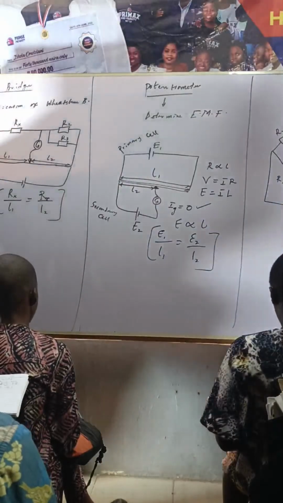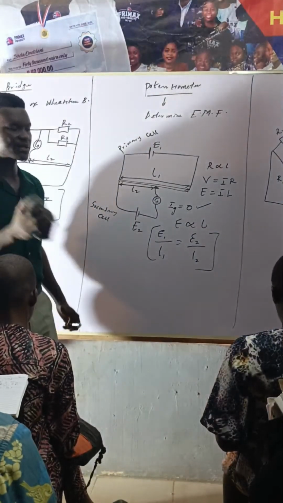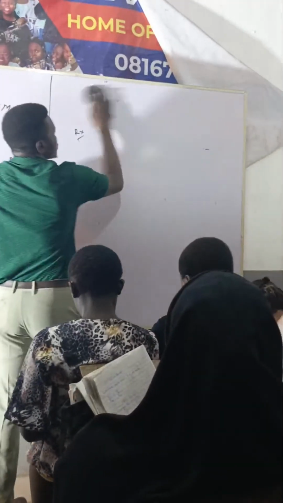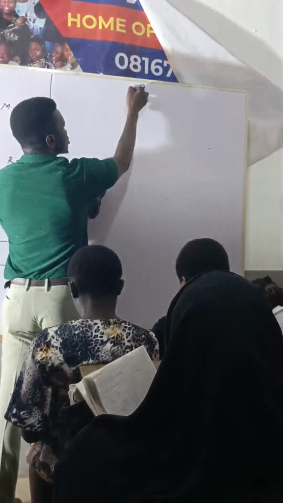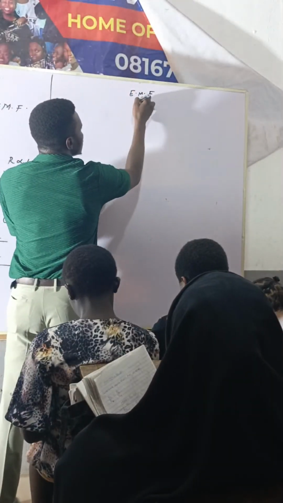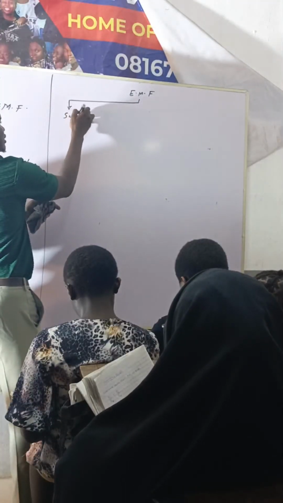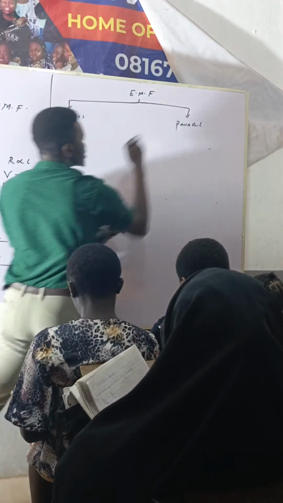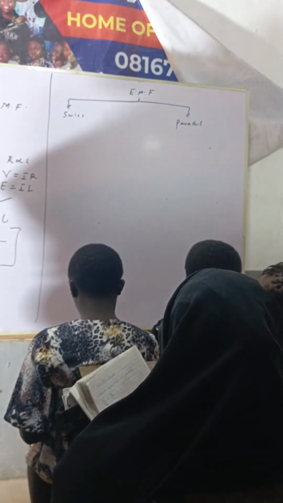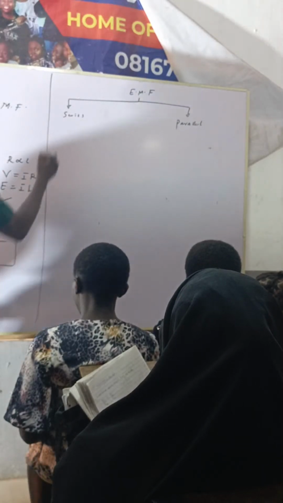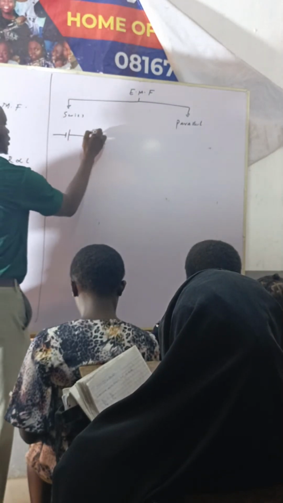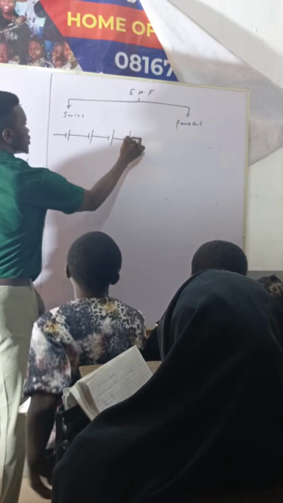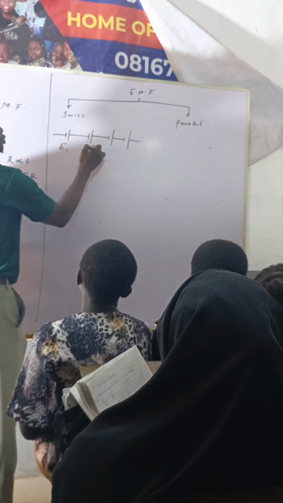So that's about current electricity. But there's combination of EMF that you need to know. You can have several cells connected together. Your cells can be connected in series, and your cells can be connected in parallel. I hope you are still following. So you can take a connection like this, where all of these cells are E1, E2, E3.